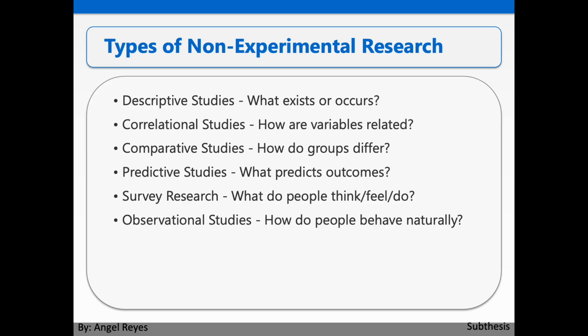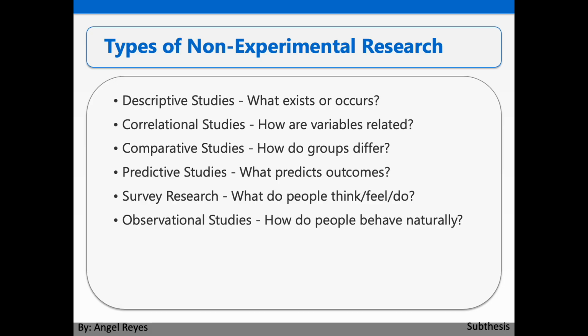Predictive studies ask, what predicts outcomes? These identify variables that can forecast future events or conditions. Examples include studies that identify risk factors for disease, or that develop models to predict academic success. Survey research asks, what do people think, feel, or do? These studies gather information about attitudes, beliefs, behaviors, or experiences from representative samples.